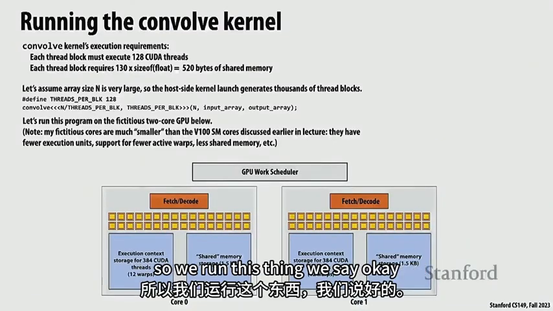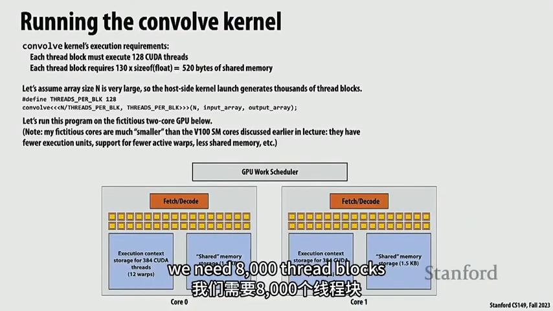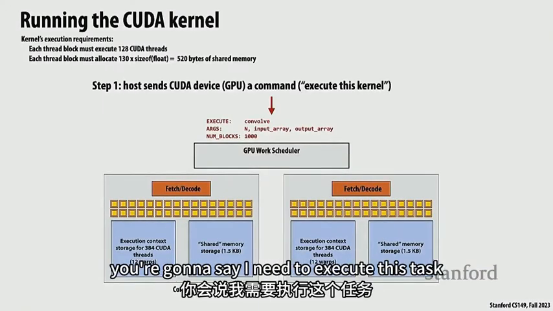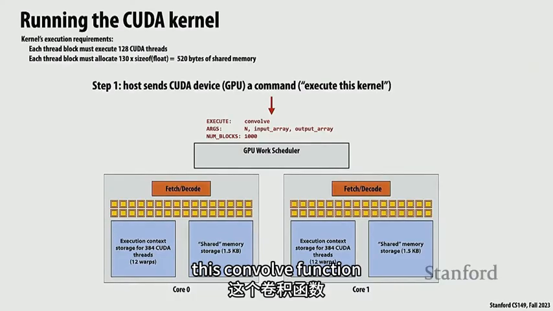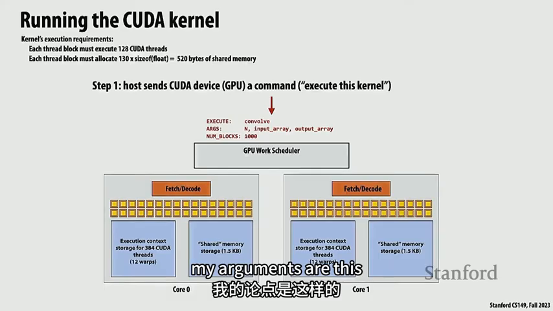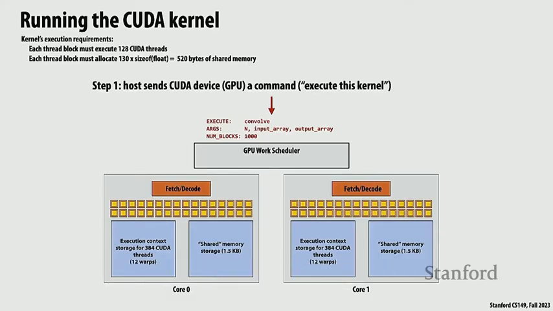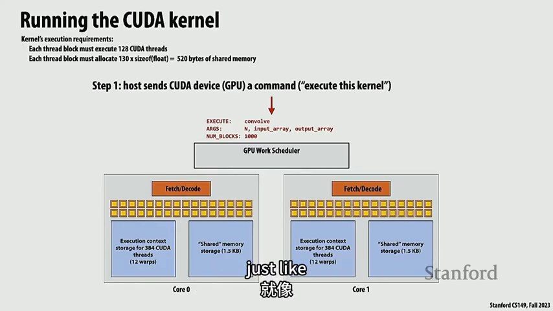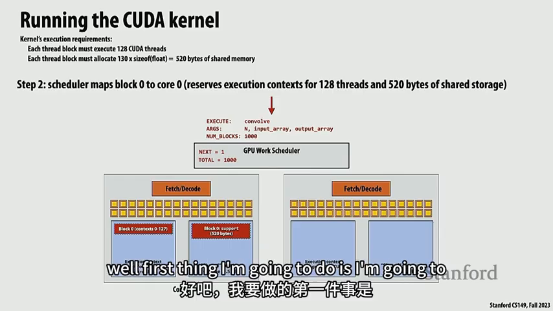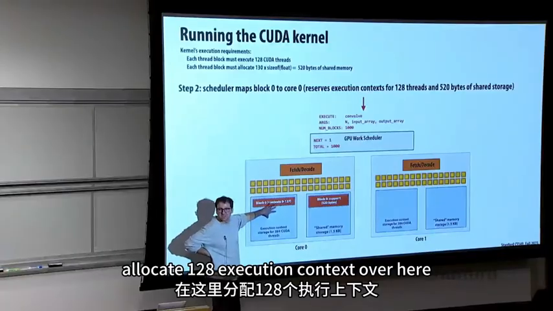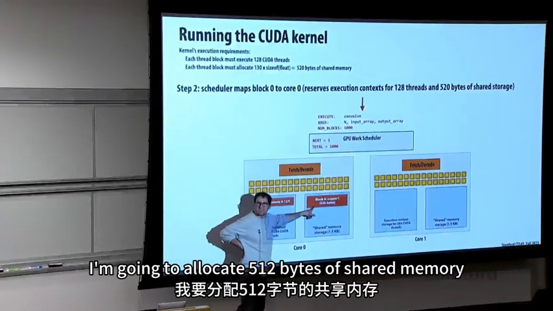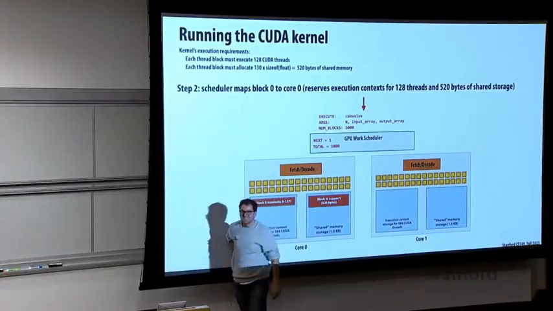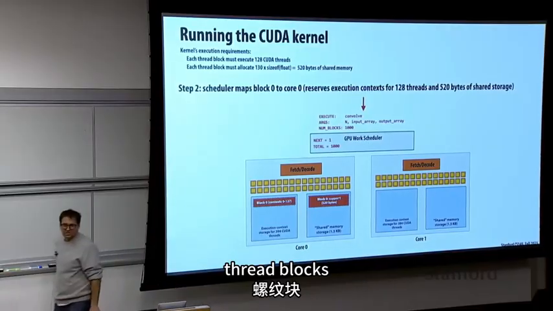So what do you think is going to happen? We run this thing. We say, okay, we need 8,000 thread blocks. You're implementing thread queues or thread pools. You know how it works. You're going to say, I need to execute this task, this convolve function. My arguments are this, and the number of blocks is 1,000. And my GPU work scheduler, very much like your implementation, says, well, first thing I'm going to do is allocate 128 execution contexts over here. I'm going to allocate 512 bytes of shared memory. And I'm going to increment my next pointer to 1 because I've already dispatched one of these thread blocks.